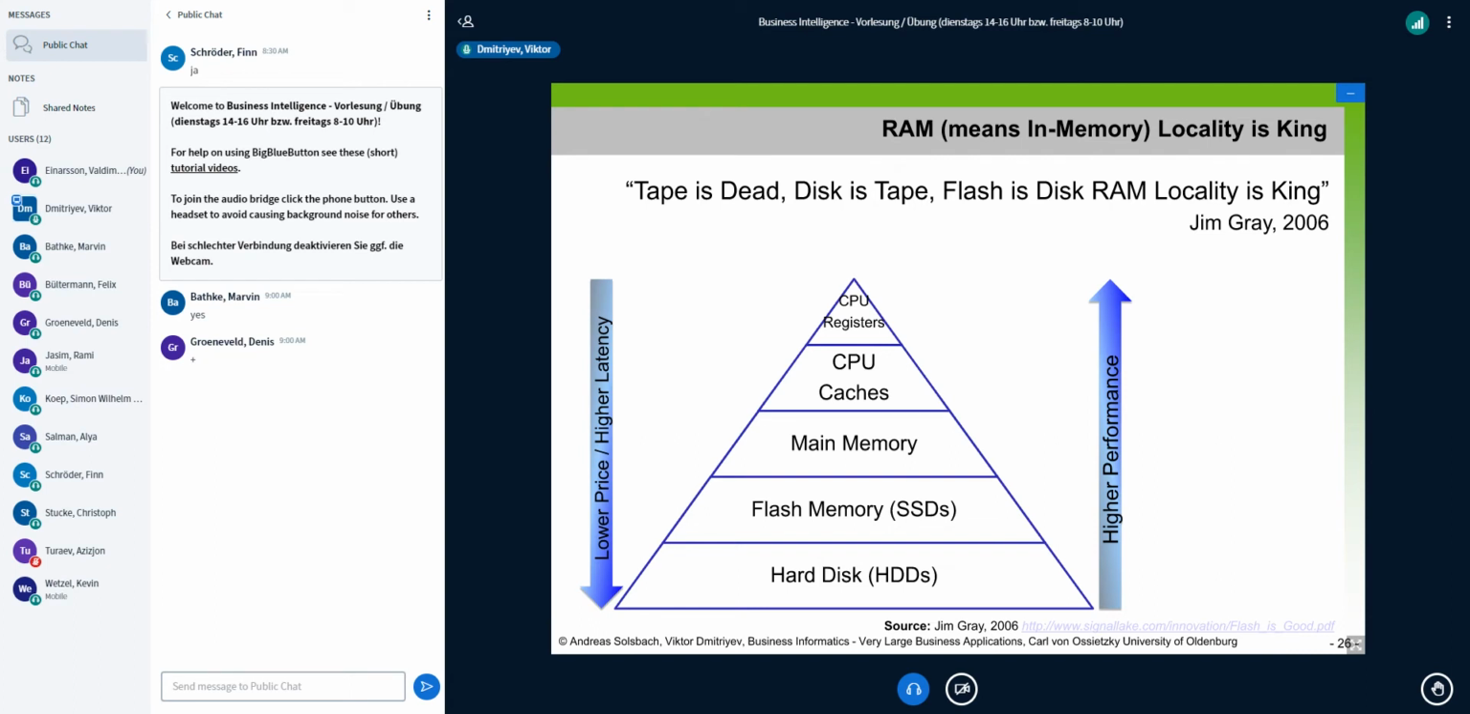Let me speak here about the processors. Processors consist of resistors, and the resistors can be used as logical processing units, or they can also be used as memory. There is also some memory in between, so-called fast memory. So you see here CPU registers and CPU cache.